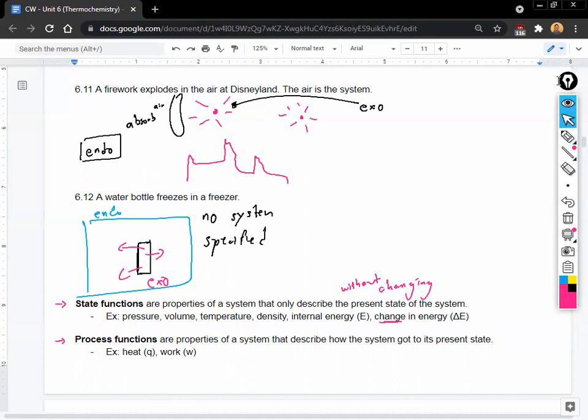There's more in the book if you want to read up on it, because I know that you are all reading the book, right? Yeah, what's up? Great. Yeah, so there are things you can measure without actually changing the system. Okay, so like pressure, volume, temperature, the mass, how heavy something is, things like that.